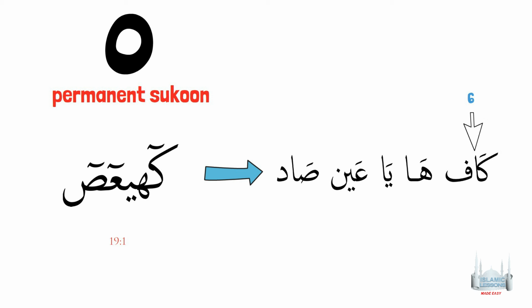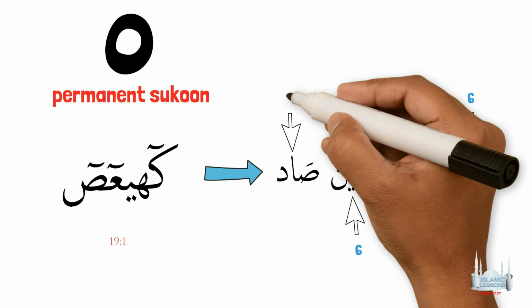The second letter has a long vowel, but it's not followed by a sukoon. We lengthen this for 2 counts because it's a natural mad. The third letter also has a long vowel, and it's not followed by a sukoon. It's a natural mad as well. The fourth letter has a long vowel followed by a permanent sukoon. We lengthen it for 6 counts. And the last letter is the same. We lengthen it for 6 counts.